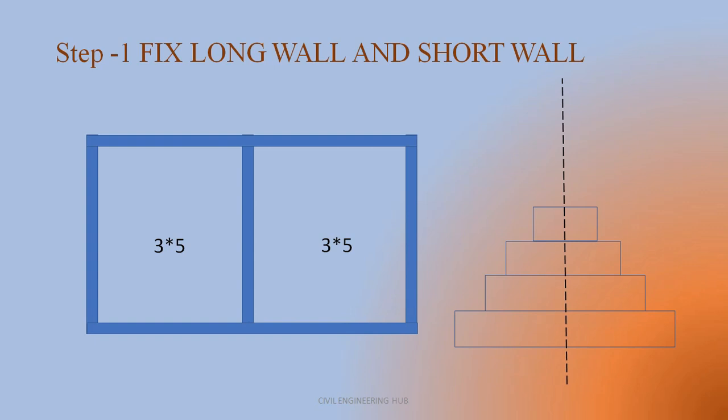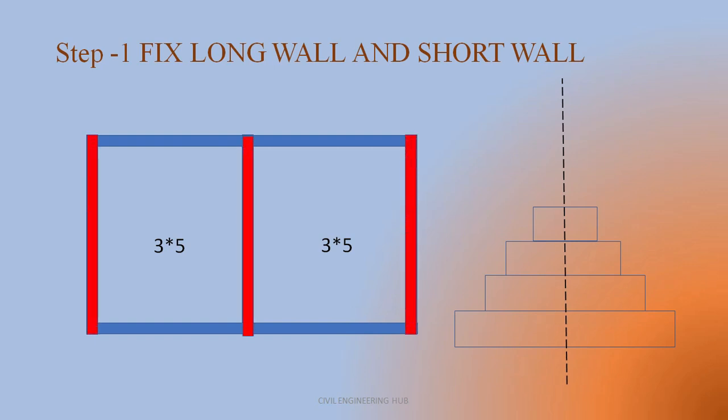So now let's see with this example. This is the figure given to you, and for this figure you need to fix long wall and short wall, and beside that the cross section of the wall is given. In that cross section it includes PCC, first footing, second footing and plinth. Now what is it? I have already mentioned in my previous video, that is basics of quantity survey.